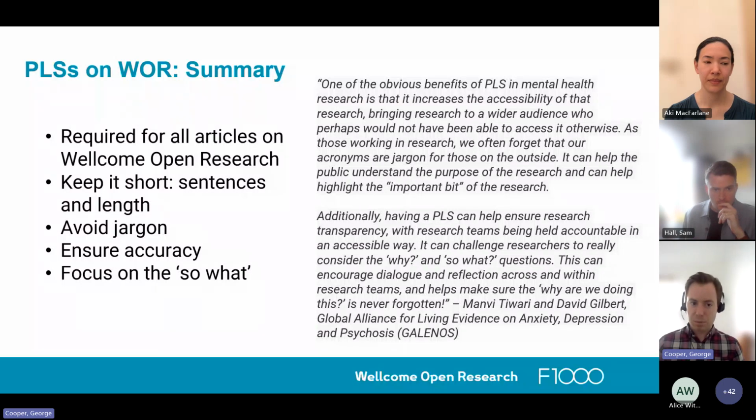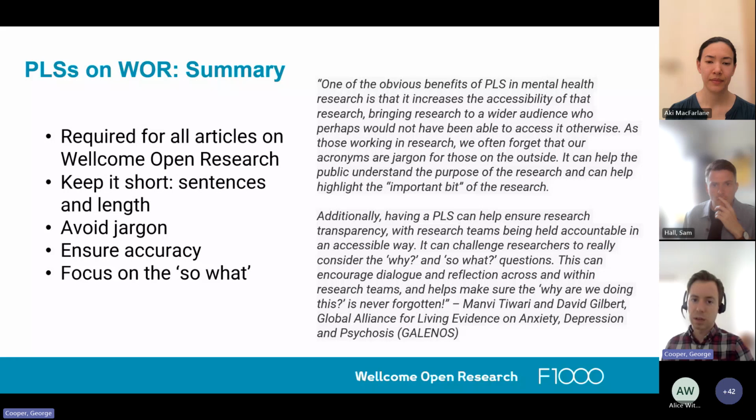Central recommendation is to keep it brief, in the sentence length and overall length. Avoid jargon, make sure that it's accurate. Ideally get someone else to read it after you've prepared your plain language summary, someone who perhaps doesn't have a scientific background or certainly doesn't work in your field, to ask them if they understand what your research is about. And focus on the so what and make sure that's front and center, that central outcome. And on the right, we've got a quotation from two members of the board of the Galenos project.